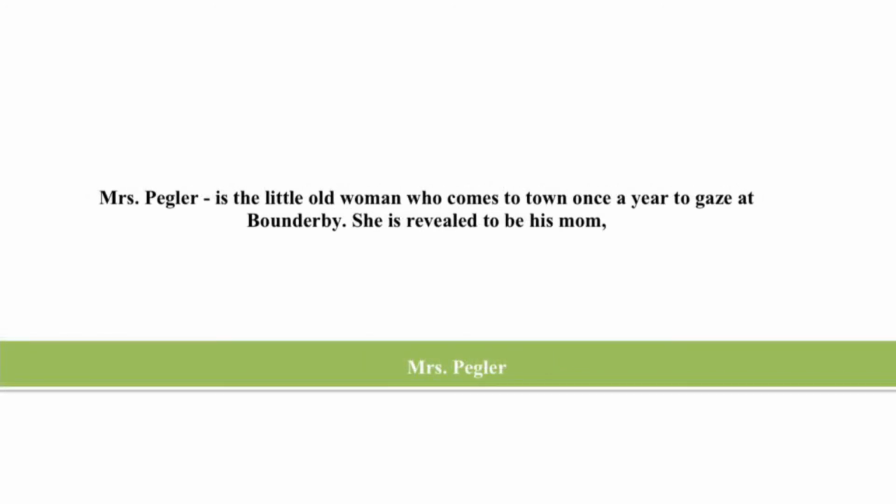Then the last character is Mrs. Pegler, the little old woman who comes to town once a year to gaze at Bounderby. She is revealed to be Bounderby's mother, whom he pays to stay away, because he tells everyone who will listen that he grew up practically an orphan in the street. That's why Mrs. Pegler makes an annual visit to Coketown in order to admire her son's prosperity from a safe distance.